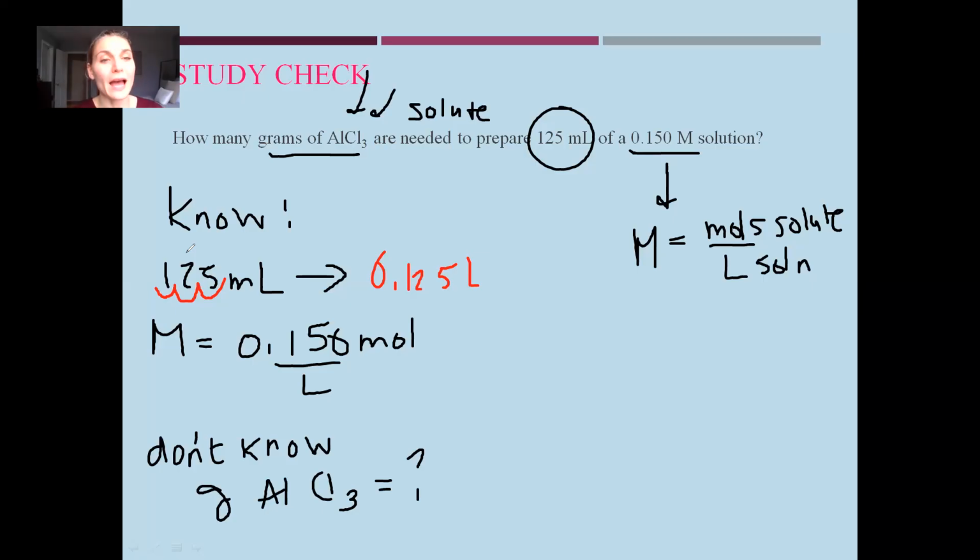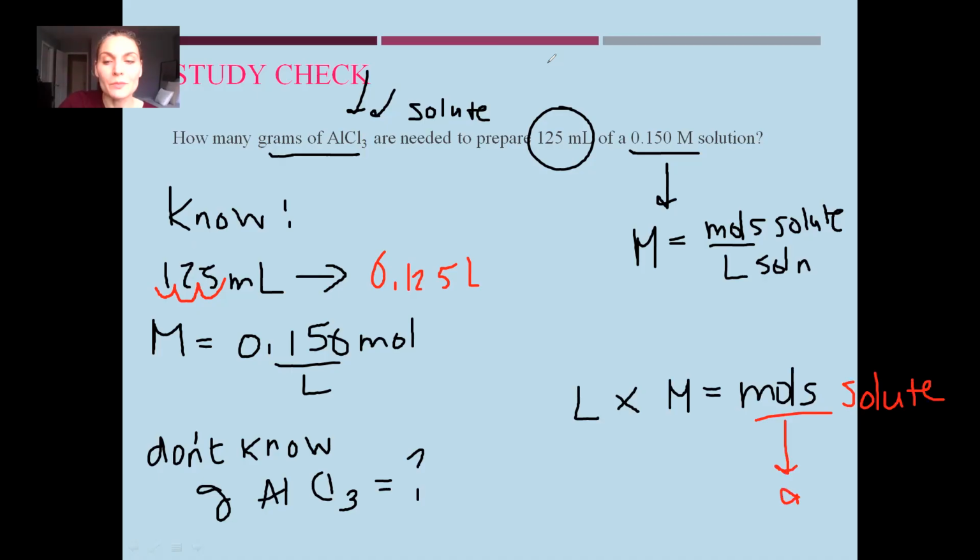The first thing I would do is start with the 125 milliliters, which we converted to liters. Then I would multiply liters by my molarity, because then I would cancel out my liters, and it would leave me with my moles of the solute. Now, here's the thing. I don't want to be left with my moles of the solute. I want to get to grams of my solute.